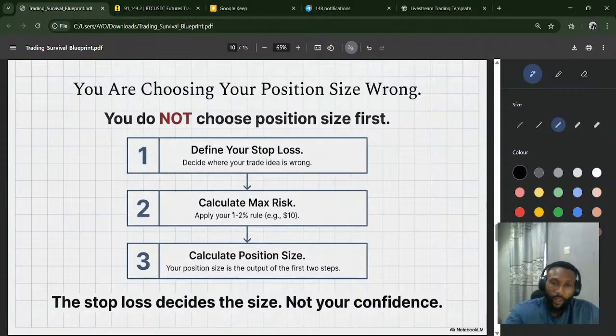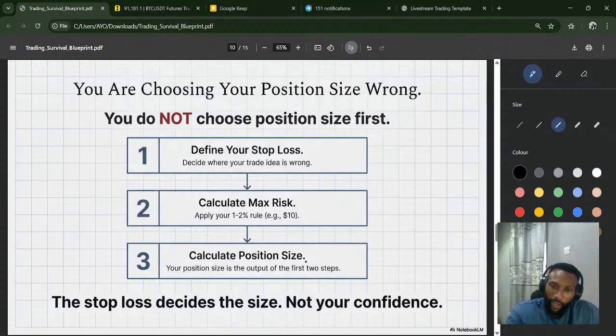So if we order, know where your idea is wrong. Just find where your stop loss is. Look for your stop loss. Then calculate your 1 to 2% of your balance. If it's $100 you have, you know that 1 to 2% is $1 to $2. You understand? Then calculate your position size.